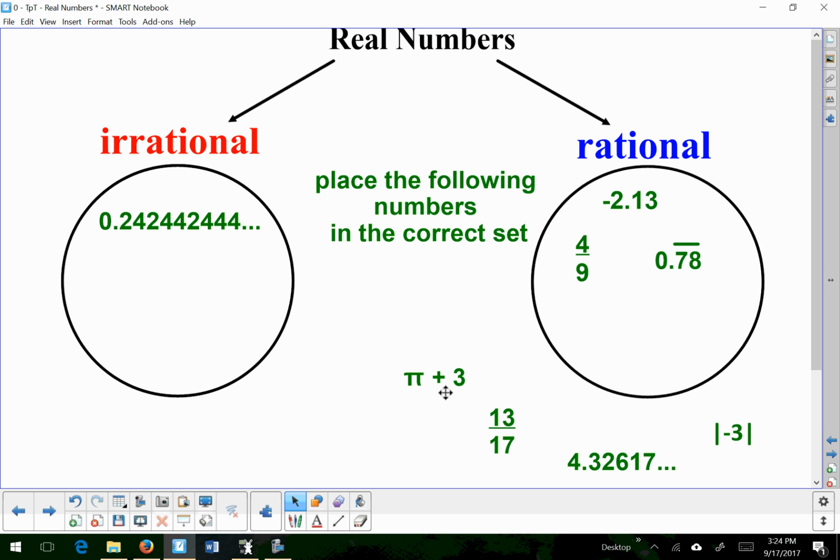Pi plus 3. Pi is irrational. Therefore, if I add something to that, it's still irrational. It's just 3 more than that.